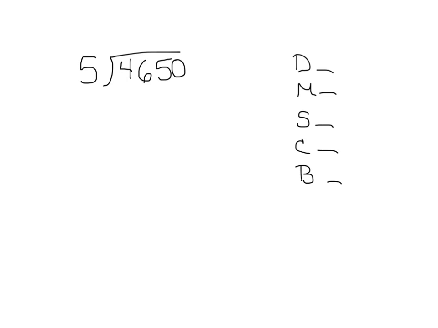4,650 divided by 5. So I'm going to do the first step, the divide step. Now 5 doesn't divide into 4, but 5 divides into 46. So I'm going to divide. 5 divides into 46 9 times. Now I'm going to multiply. 9 times 5 is 45. Now I'm going to subtract. 46 minus 45 is 1. And I check, is 1 smaller than 5?